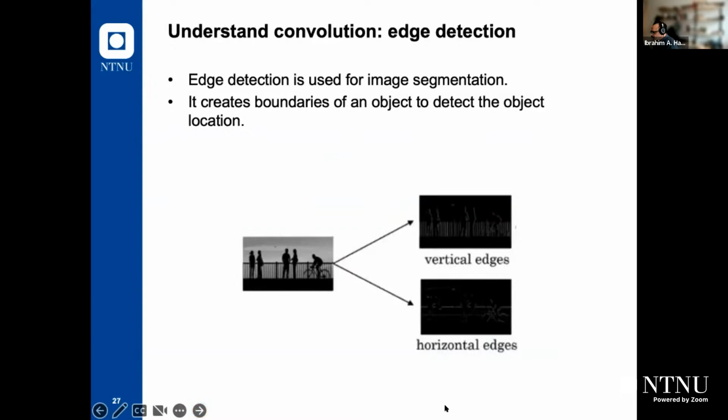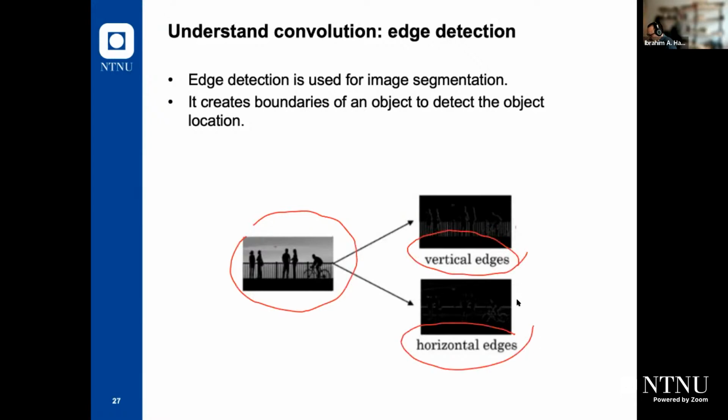If you want to understand the meaning of those filters, this is a very simple example for edge detection. I have an image here, my input image, and I want to detect the vertical edges and horizontal edges. How can I get those vertical and horizontal edges from this image? This is how we used to do it before having deep learning: we used a filter to get the vertical and horizontal edges from each image. So how can we do this?